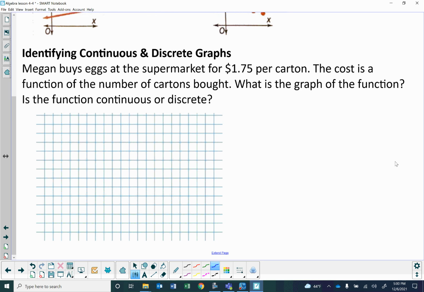It says, identifying continuous and discrete graphs. Megan buys eggs at the supermarket for $1.75 per carton. The cost is a function of the number of cartons bought. What is the graph of the function, and is the function continuous or discrete?